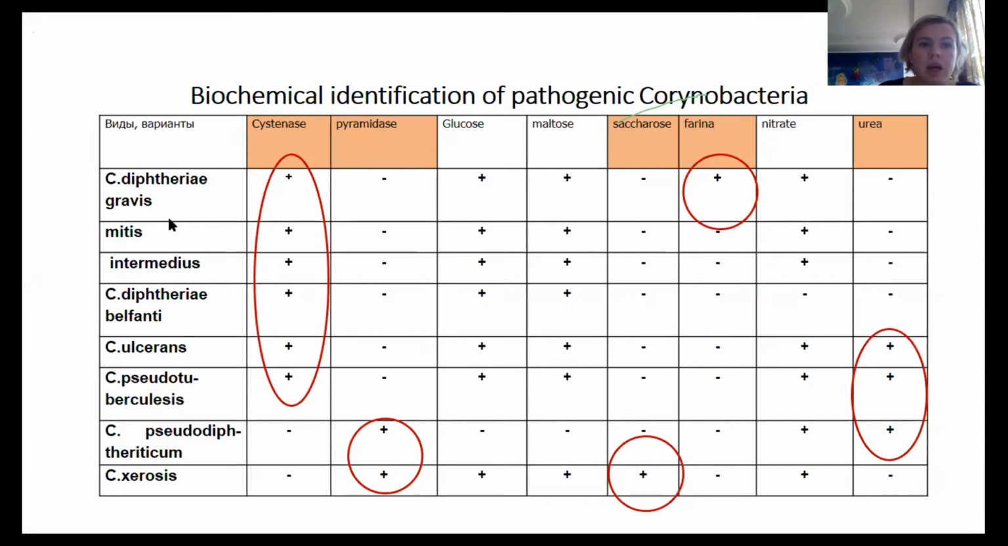This is a large table of biochemical identification of pathogenic Corynebacteria. What we can see: cystinase is most characteristic of the 3 biovars of Corynebacterium diphtheriae, ulcerans, and pseudotuberculosis. Pyrazinamidase is more characteristic of non-pathogenic Corynebacteria. Farina is present in gravis, pathogenic Corynebacterium diphtheriae, and xerosis ferments saccharose. Positive urease test is most characteristic of ulcerans, pseudotuberculosis, and pseudodiphtheriticum.